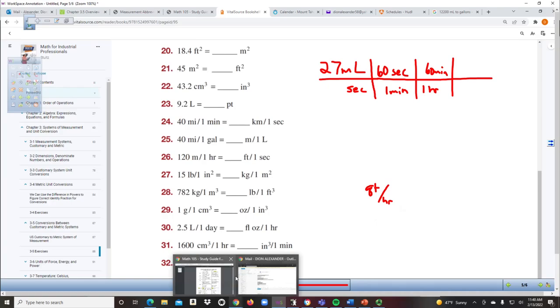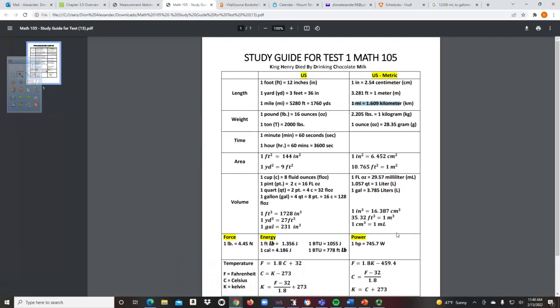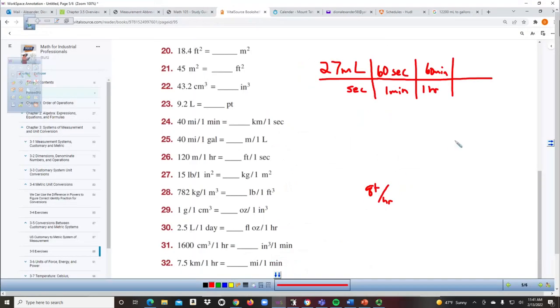If we go back over here to our conversion chart, look down at our volumes. We can convert our milliliters to fluid ounces and then convert those fluid ounces to quarts, or we can convert our milliliters to liters and go straight to quarts. We're going to do them both so you guys can see how you get approximately the same answer, but it will be slightly different.